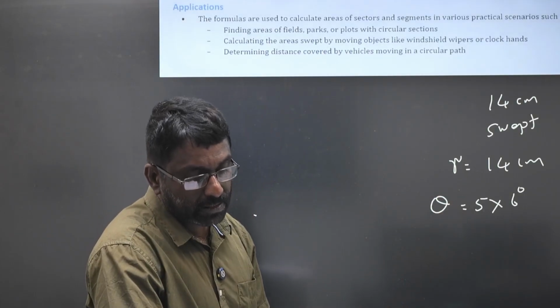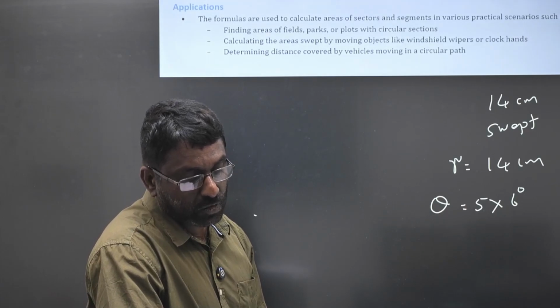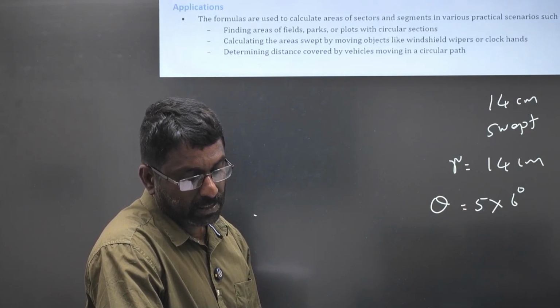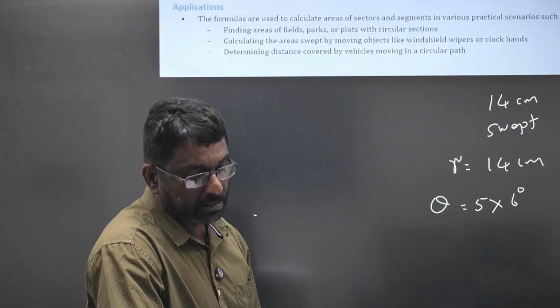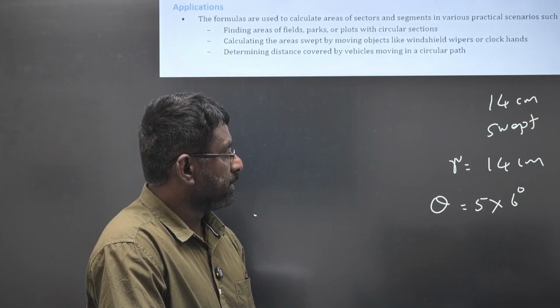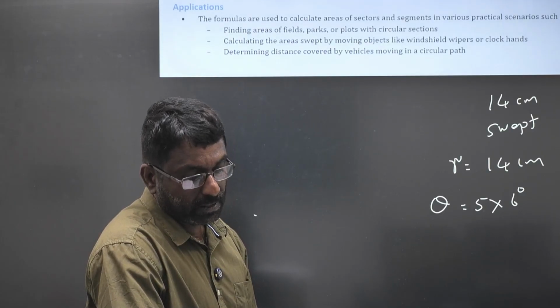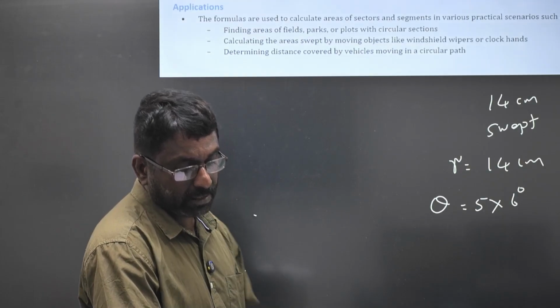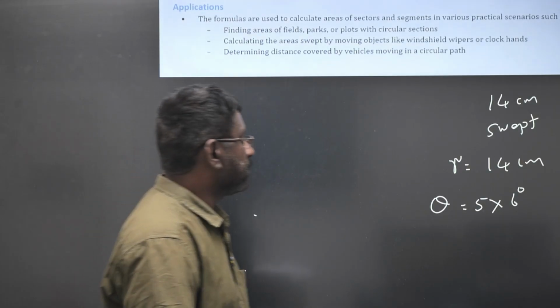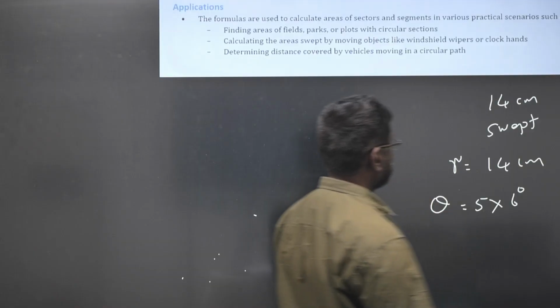It is given: find the area swept by the minute hand in 5 minutes. So what is the angle theta? Angle theta will be 5 into 6 degree. That is the formula. Then area swept means area of the sector. We have to find out the area of the sector.